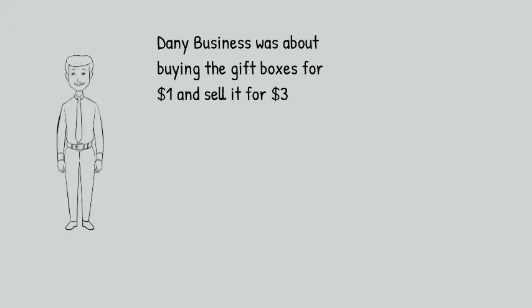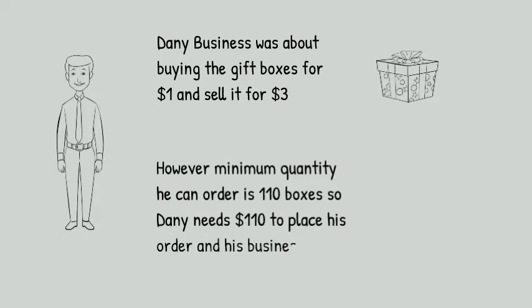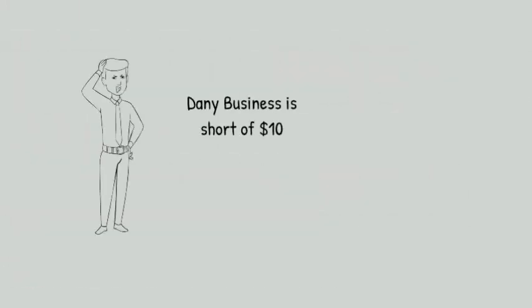Let's start bringing some new elements to our accounting equation. Dany's business was about buying gift boxes for $1 and selling them for $3. However, the minimum quantity he can order is 110 boxes. So Dany needs $110 to place his order, and his business has only $100. So the business now requires an additional $10.